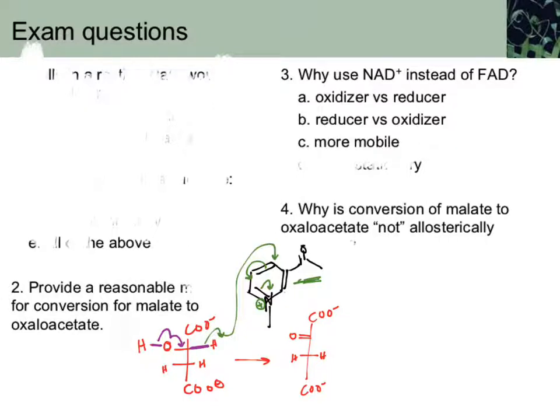More mobile. I didn't say anything about sterics, but that was our whole steric argument. The larger the molecule, the less mobile it became. So NAD plus is more mobile than FAD. FAD is more stationary, which just happens to be the opposite of more mobile.